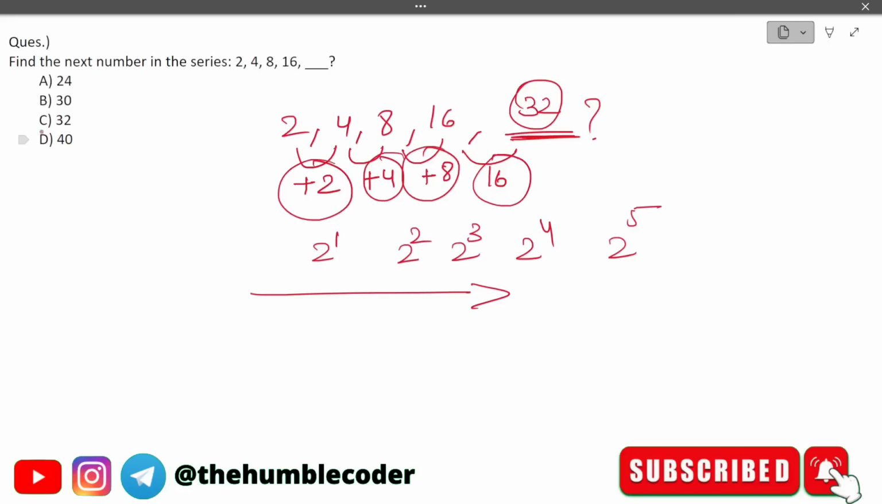So the correct answer in this case will be what? 32, because 16 plus 16, then the next digit that we will get is 32. So the answer in this case will be option number C.